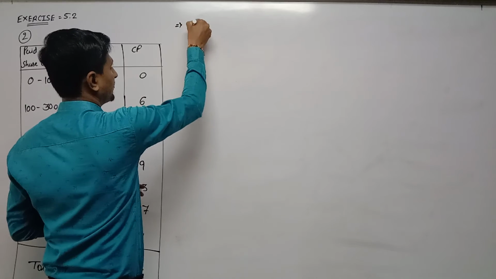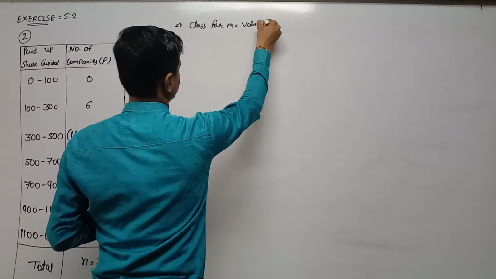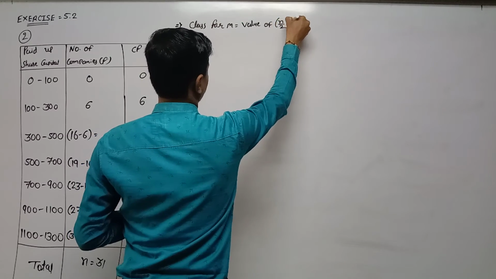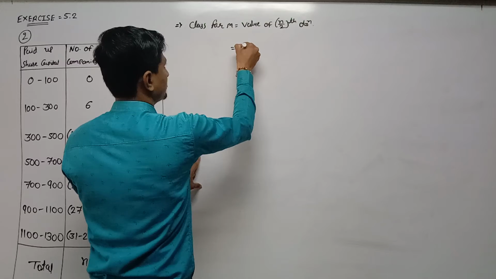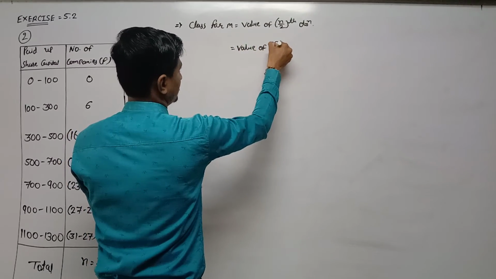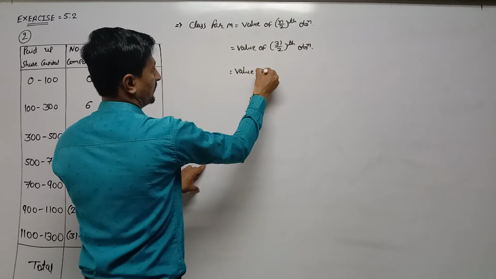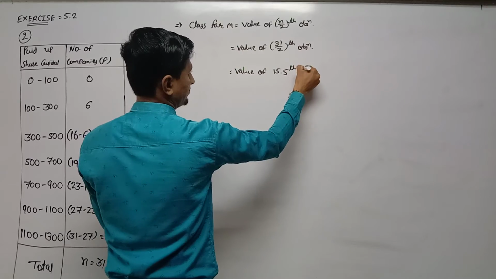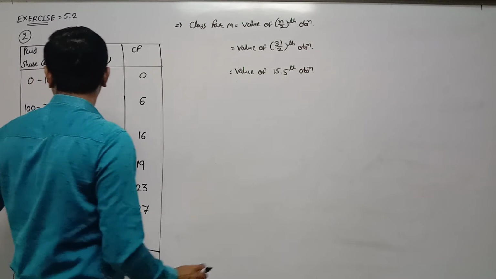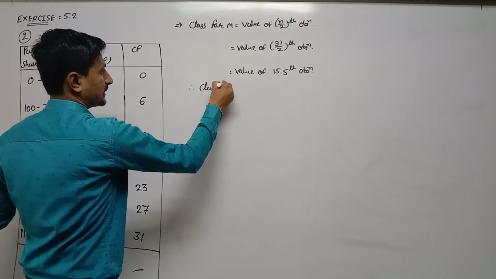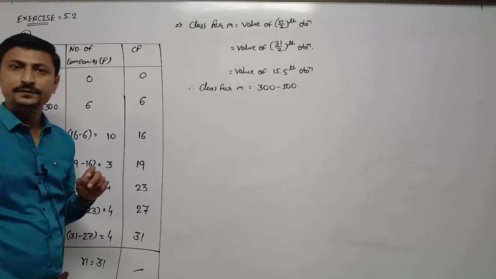So write down, next find the class for median, which is equal to the value of n by 2 the observation, and n is 31. Value of 31 by 2 the observation is 15.5th observation. Check it. 16 is included in the CF column 16, and that class is 300 to 500. Class for median is 300 to 500.